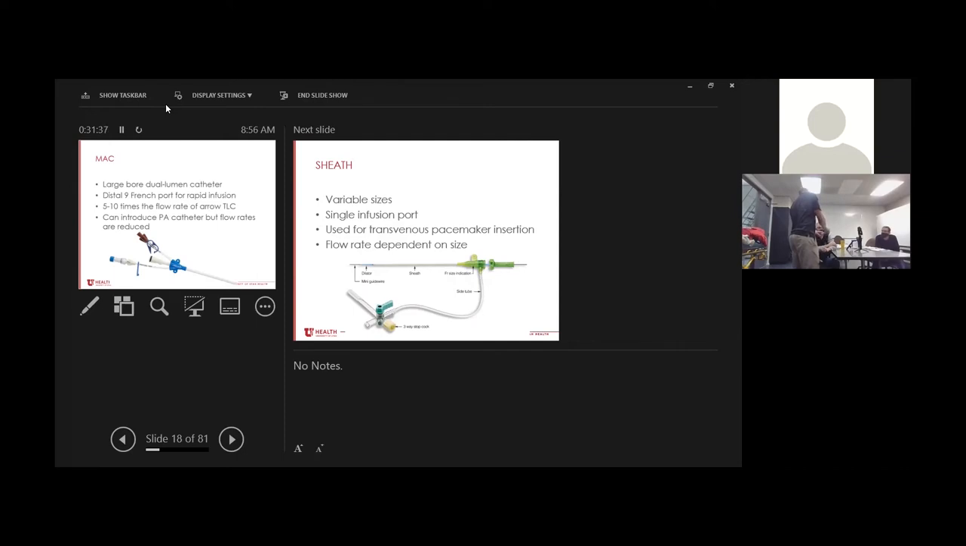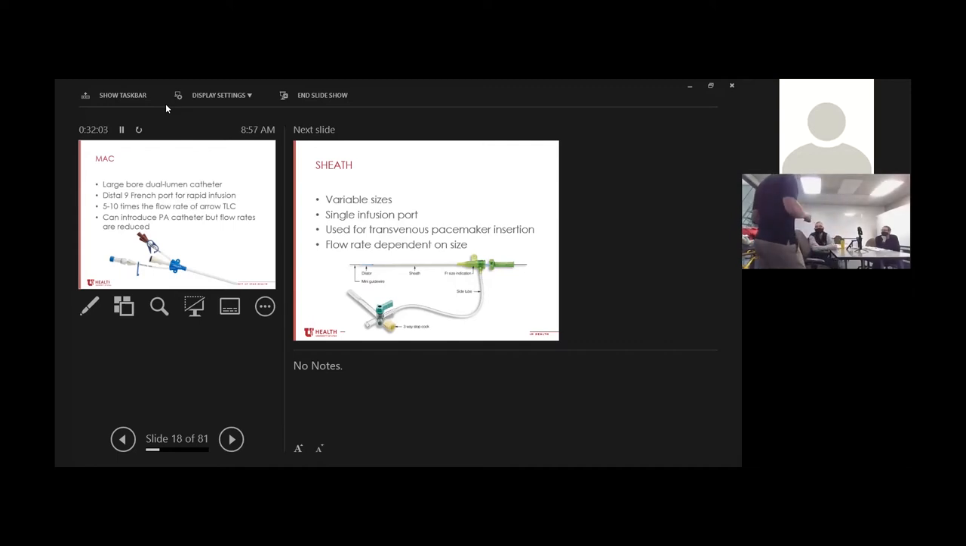And like Nick said, this is a short central line. This is the 15 centimeter; a lot of times these are 20. So it's huge, it's short, and it's better for volume transfusion. Then this has a distal port that is 9 French, and then it has a proximal gauge.